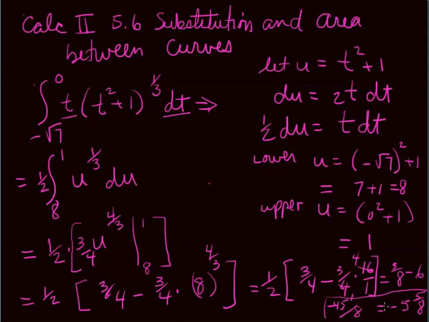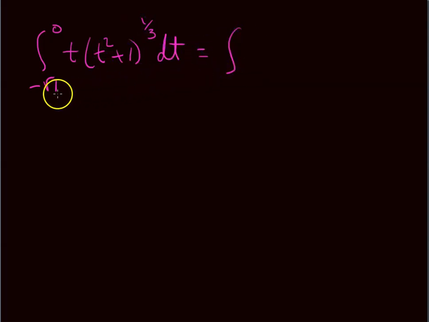What could we have done if we didn't want to do that extended substitution? Well, we could have figured it out a little bit differently. This was the integral from negative square root of 7 to 0 of t times t squared plus 1 to the 1/3 dt. We did those substitutions. Let's not do the lower and upper limits. Let's just do that 1/2 u to the 1/3 du.